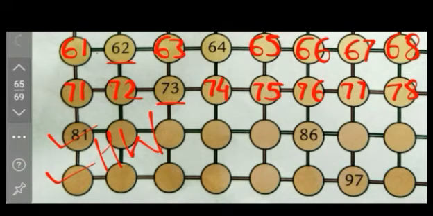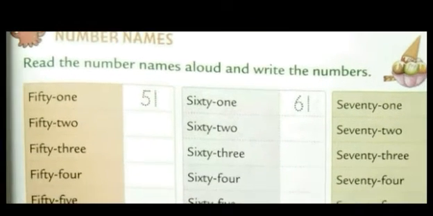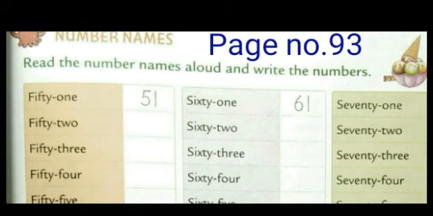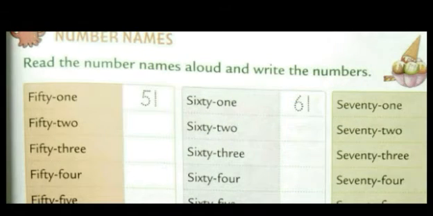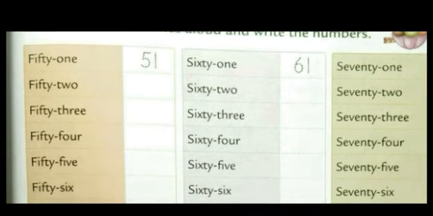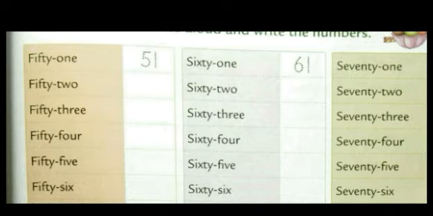Next, move on to the next page. Page number 93. Number names. We have already started number names from 1 to 50 in chapter number 1. Now here we will study number names from 51 to 100. Number names and how to write the number for the given number name. So let's begin with the first one.